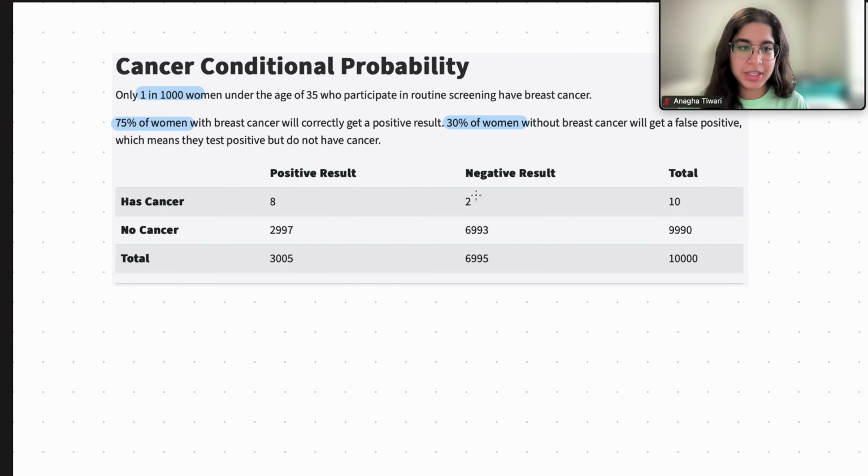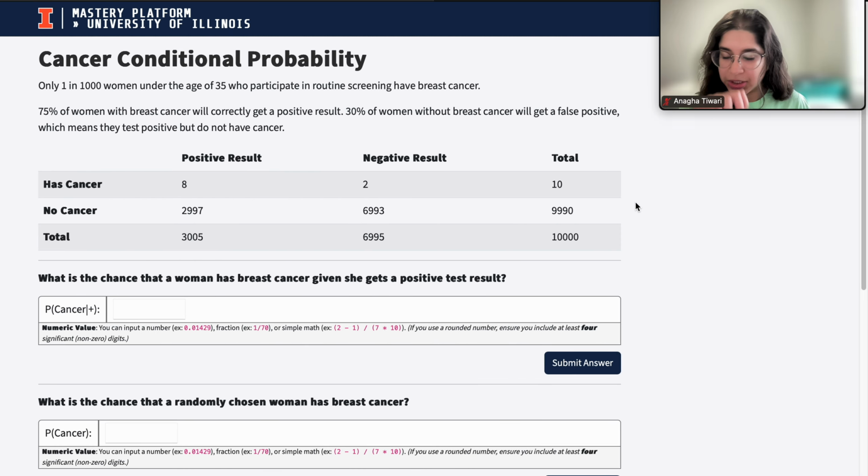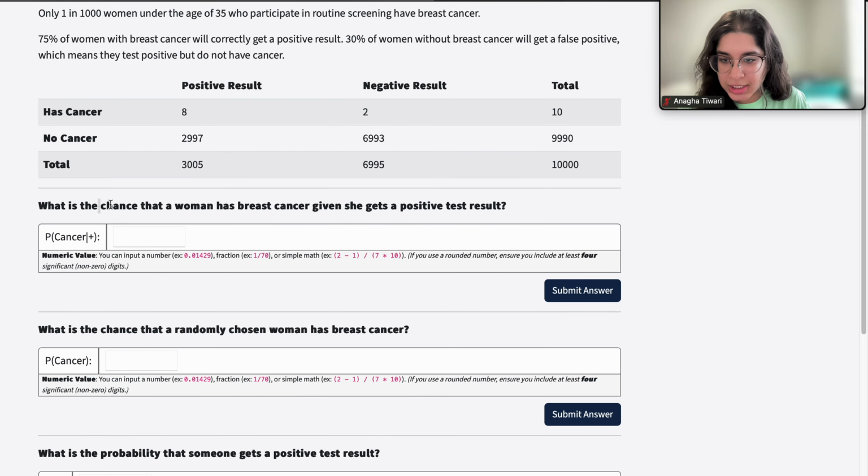So here, what we have is this table that represents all of these different probabilities, right? And you can definitely work this out using Bayes' theorem and other probability formulas. But here, since we're already given a table, we can just look at the numbers provided here that basically represent these probabilities. It's the same thing. So our first question here is, what is the chance that a woman has breast cancer given she gets a positive test result, right?